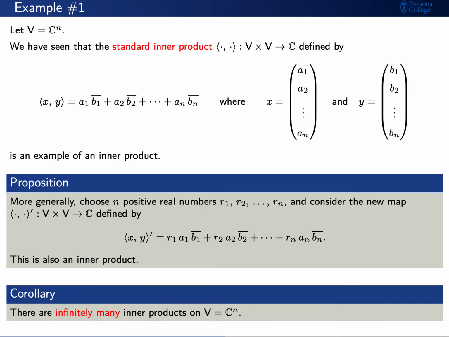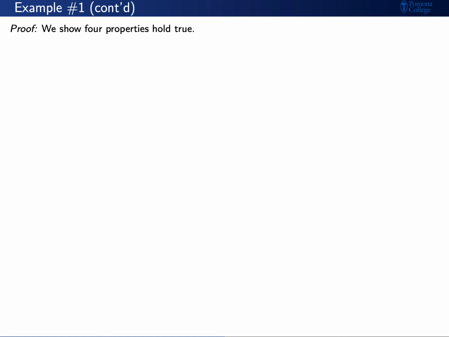Actually, what this shows is that there are infinitely many inner products on our n-dimensional space. So we have to be a little bit careful here. There is no such thing as saying that there is the inner product on V, but in this case, there are infinitely many. So we'd have to know which one we are actually choosing once we do the problem. We'll try to quickly explain why this proposition is true. In order to show this, we really have to verify that the four properties are valid.